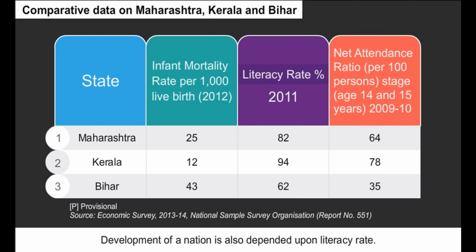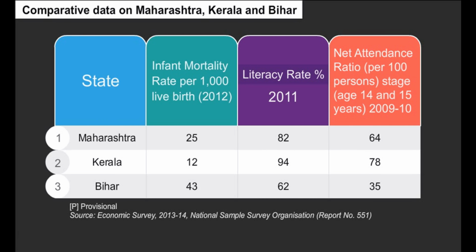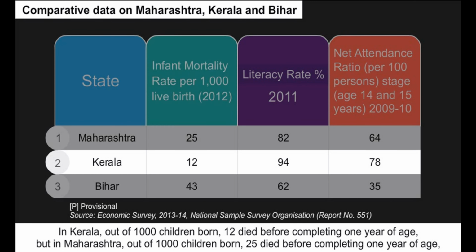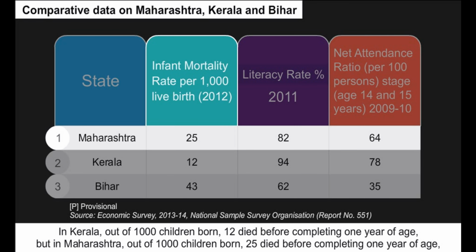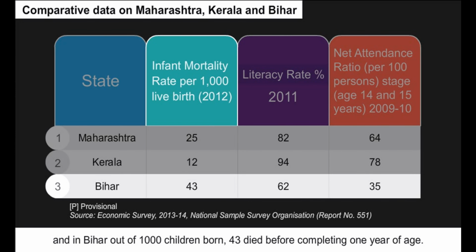Development of a nation is also dependent upon literacy rate. According to the survey, in Kerala, out of 1,000 children born, 12 died before completing 1 year of age. But in Maharashtra, out of 1,000 children born, 25 died before completing 1 year of age. And in Bihar, out of 1,000 children born, 43 died before completing 1 year of age.